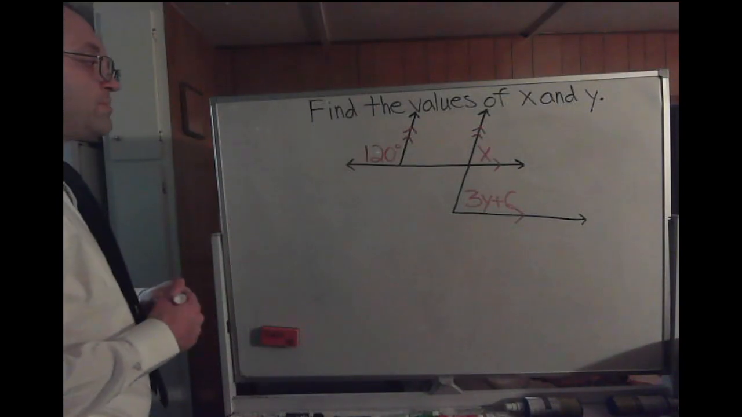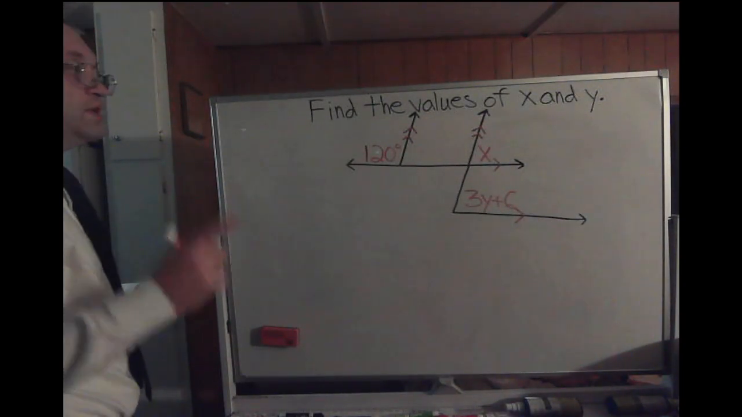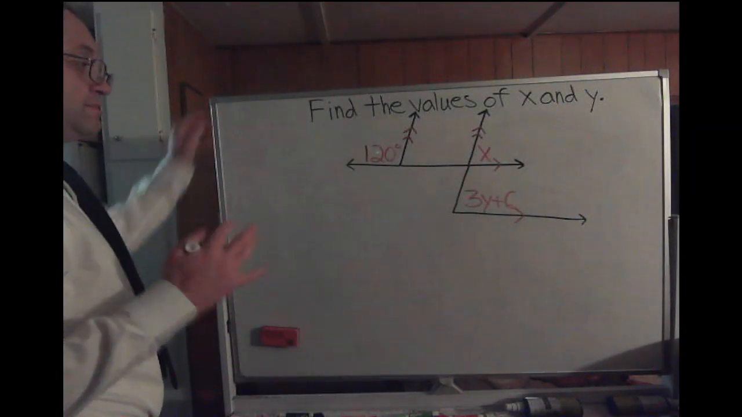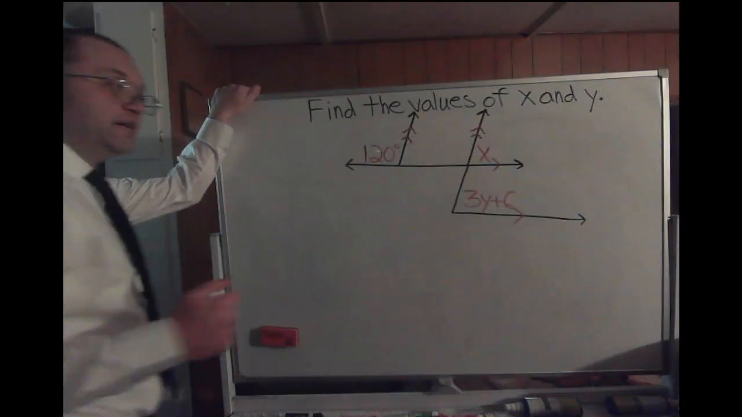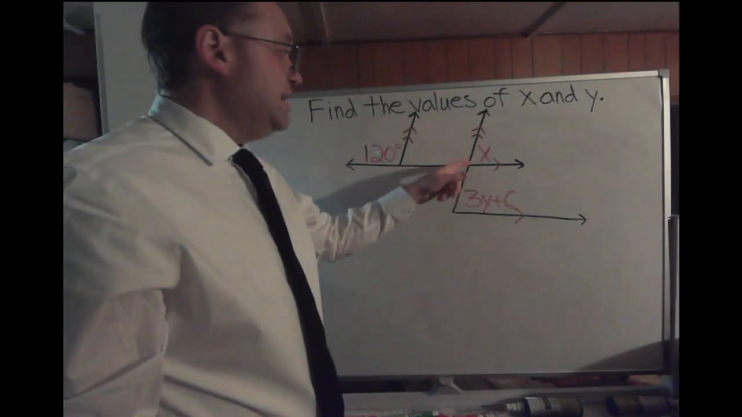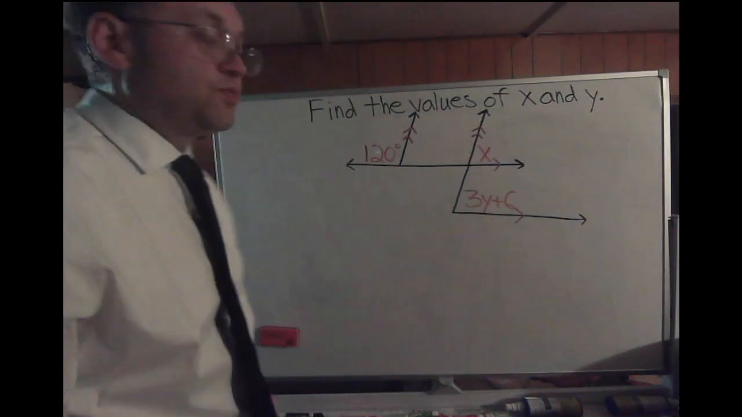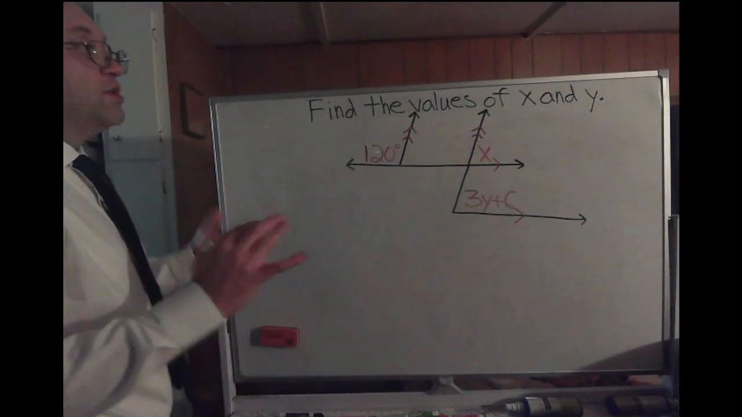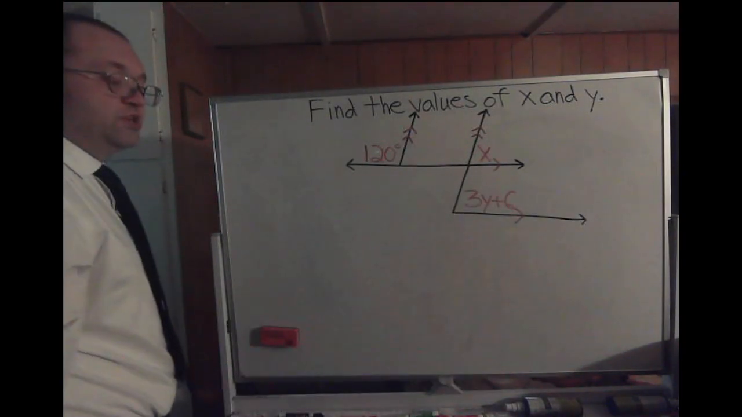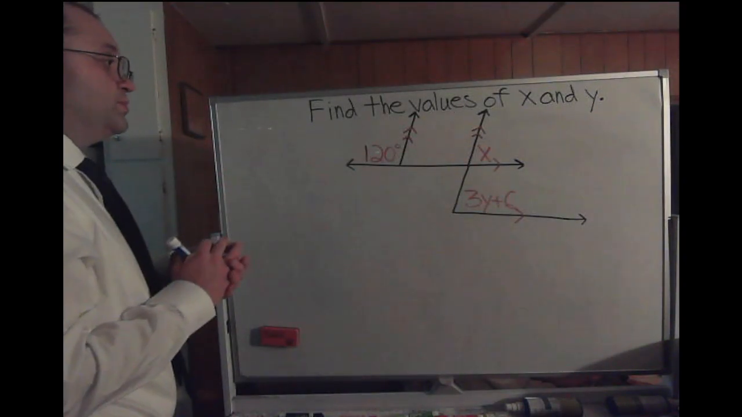Well, sometimes you can't go right for the variable. Not all the time, unfortunately. Sometimes you need to figure out missing information to be able to solve for the variable. Because all we can ascertain is that x is equal to 3y plus 6 because they're corresponding angles, right? But here's the thing. We want to find the values of x and y. We can't do that if we have two variables equal to each other. It just doesn't work. So here's what we have to do.